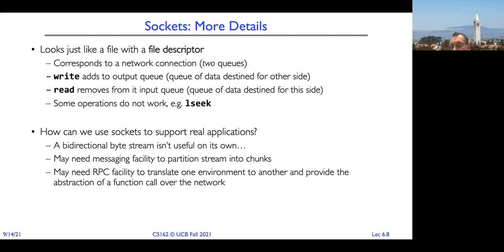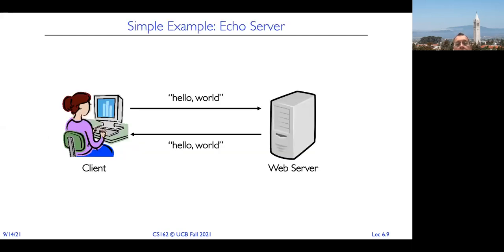They may also need some kind of RPC-like facility, for instance, because the data format understood by the receiver is not the same as the data format understood by the sender, right? And you'll talk about big endian, little endian, different formats for different processors, right?